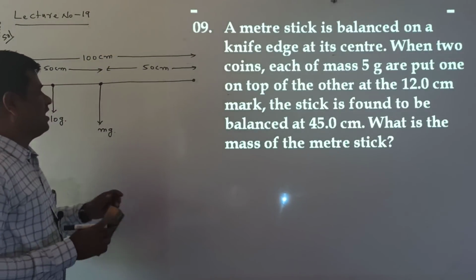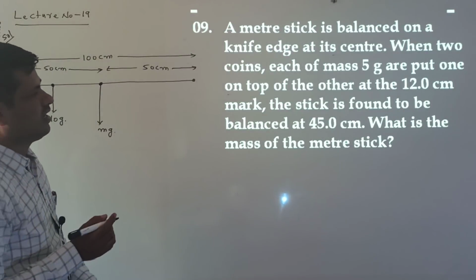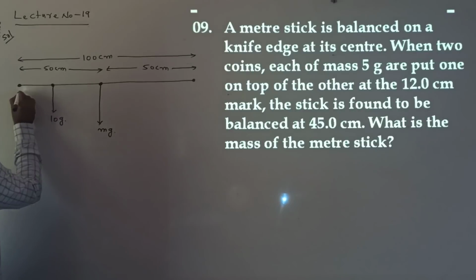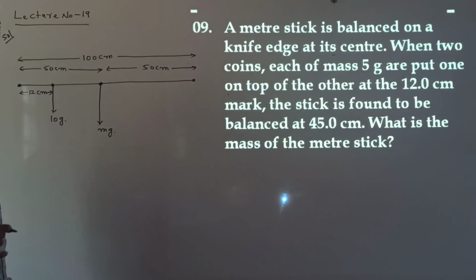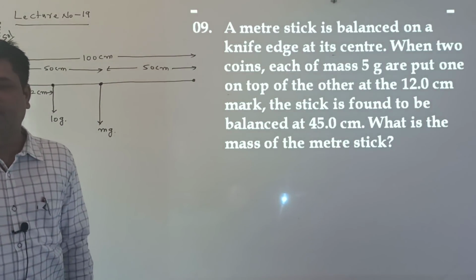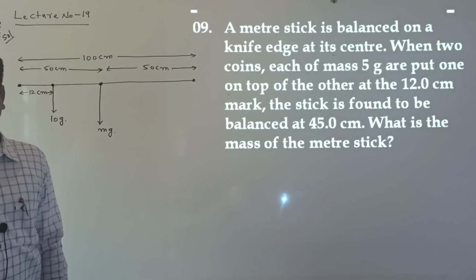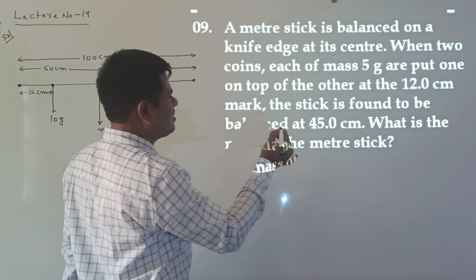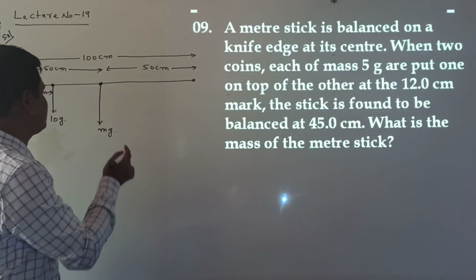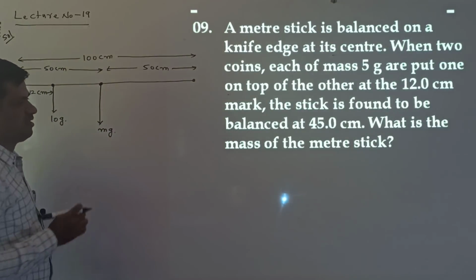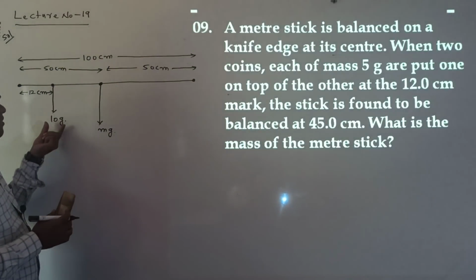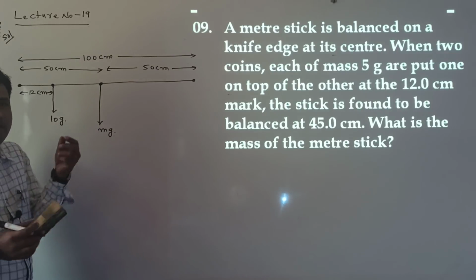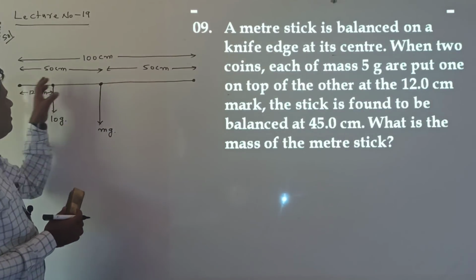Okay, clear here. That is how many centimeter mark? The 12.0 centimeter mark. From this end to this point the distance is 12 centimeter. Now what is given here? The stick is found to be balanced at 40. Initially it is balanced at 50 centimeter. Now the stick is found to be balanced when the weight of 10 grams is acting on this rod.